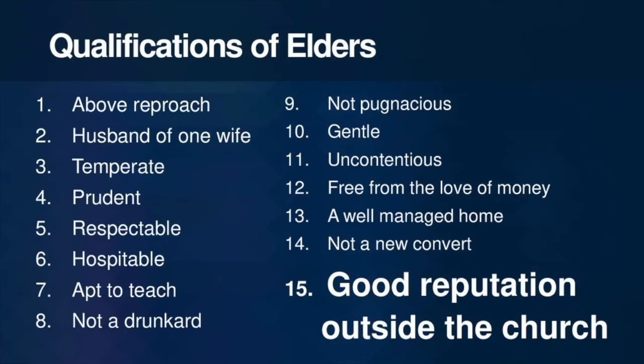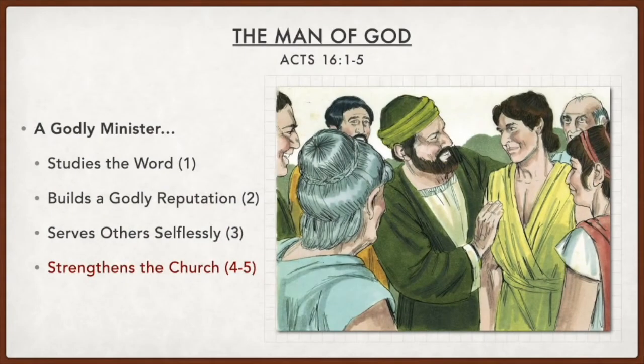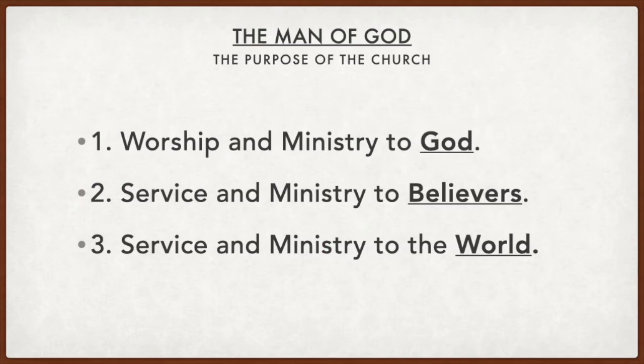Then qualifications of elders. Be familiar with 1 Timothy chapter 3 and Titus chapter 1 and what that means. There are 15 things that we need to pretty much be aware of there, so be aware of those. The next thing is Acts chapter 16, verses 1 through 5. Be familiar with that passage. A godly minister, what characteristics do they have? And you can see that here. Next, the purpose of the church. Three main things that I'll ask you about in the test, so be aware of those.